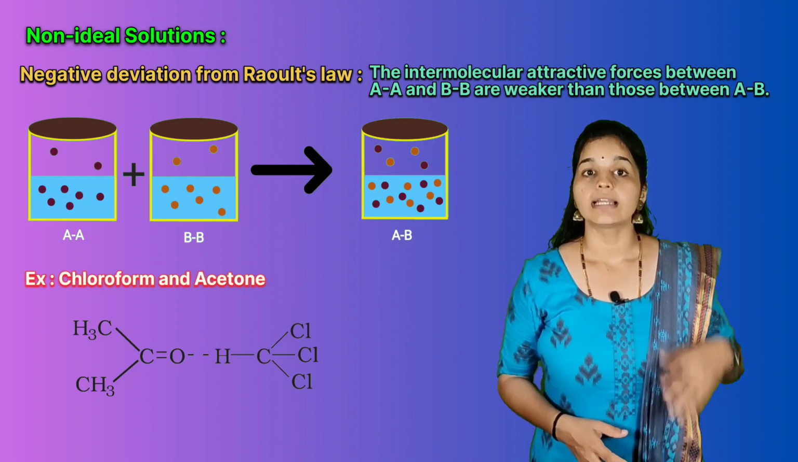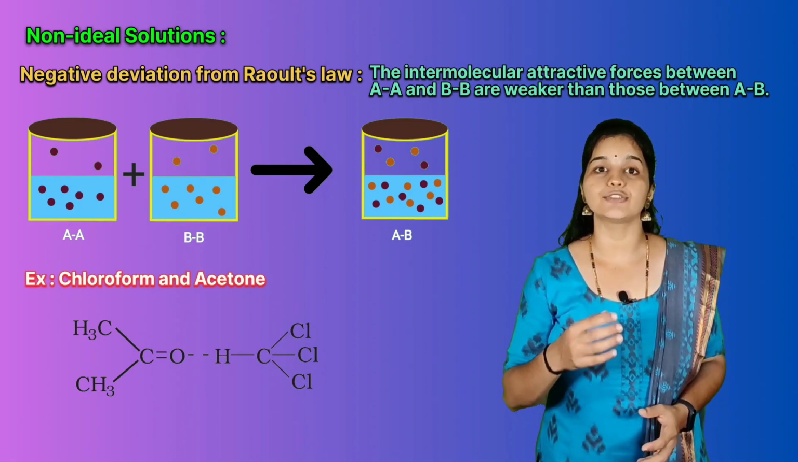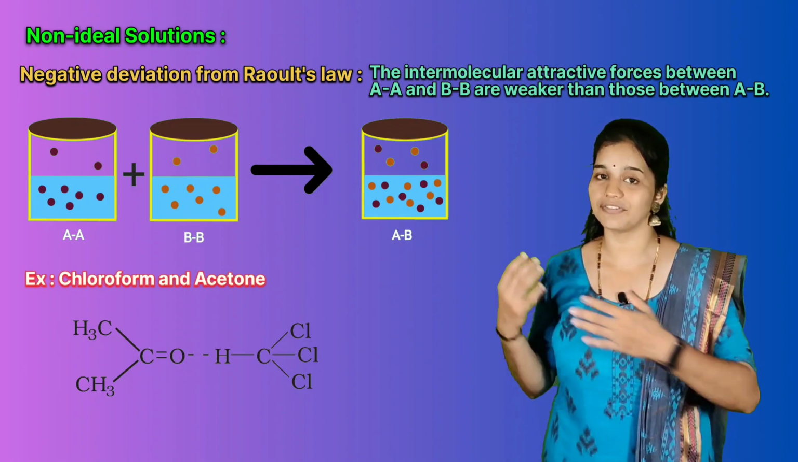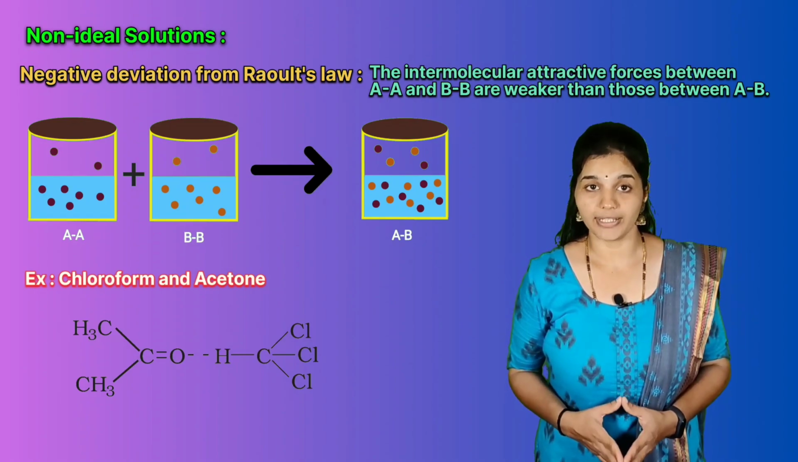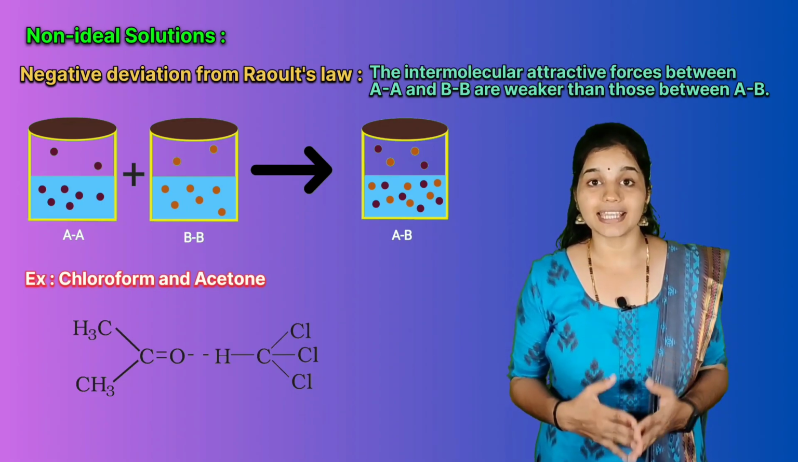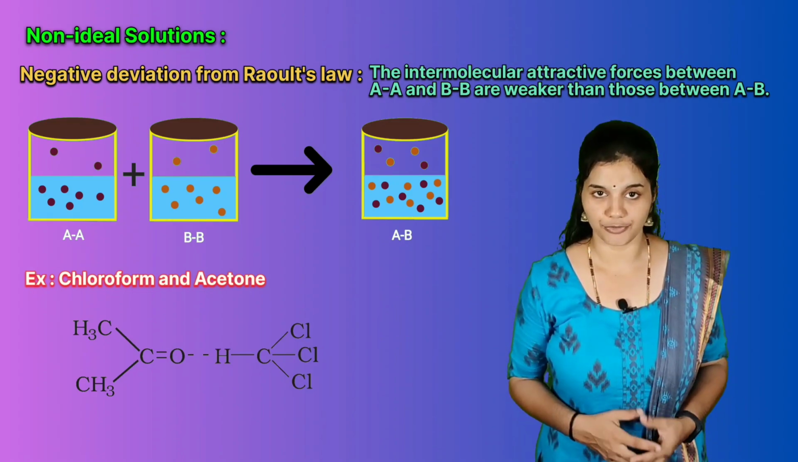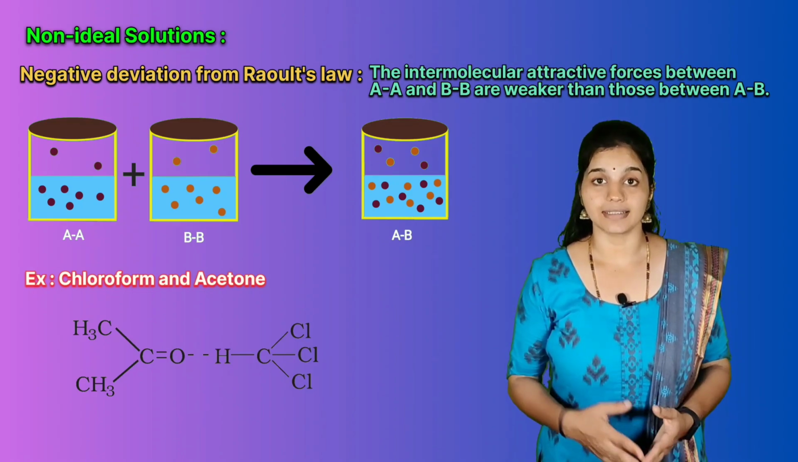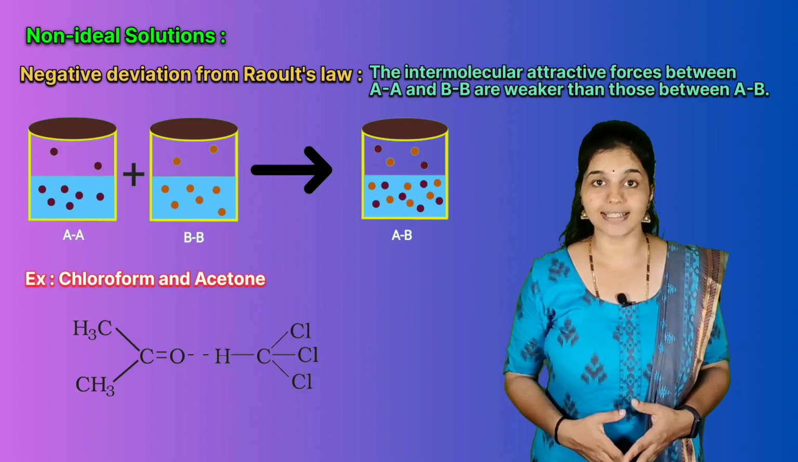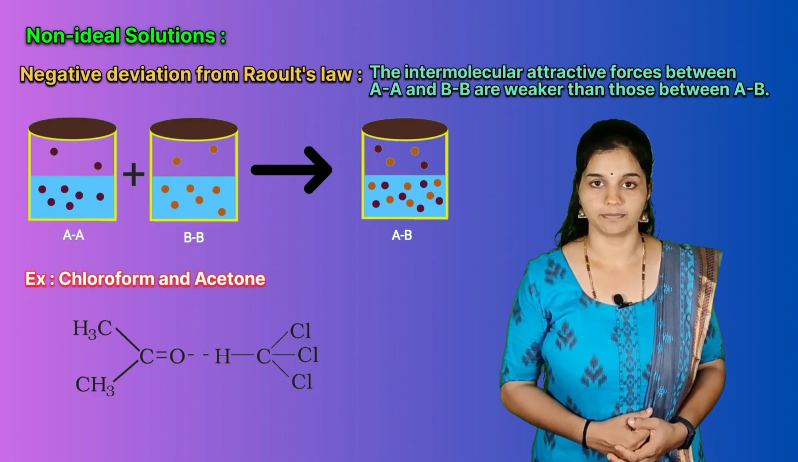This is because chloroform molecules are able to form hydrogen bond with acetone molecule as shown in the figure. This hydrogen bonding between acetone and chloroform decreases the escaping tendency of molecules for each component in the solution, and as a result the vapor pressure decreases resulting in negative deviation from Raoult's law.